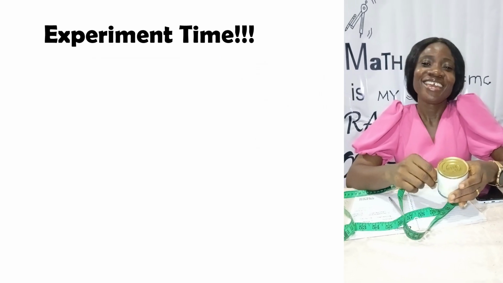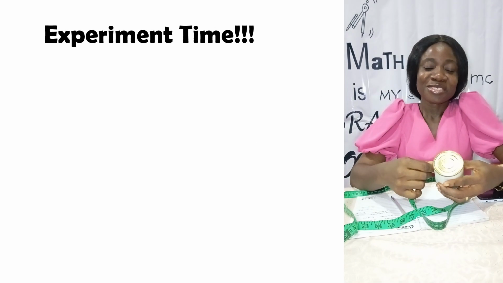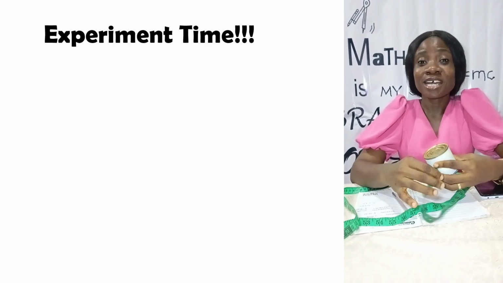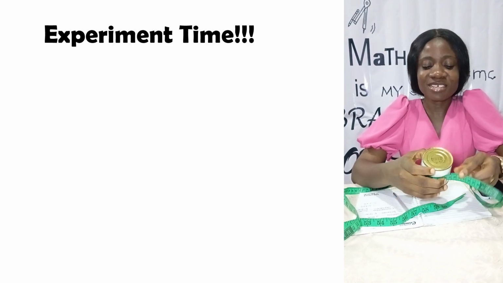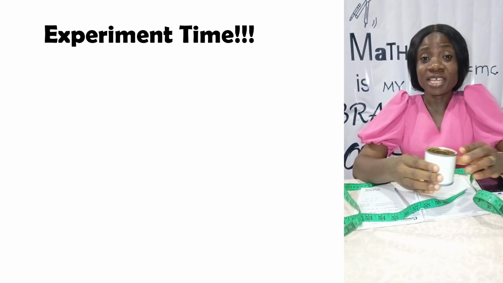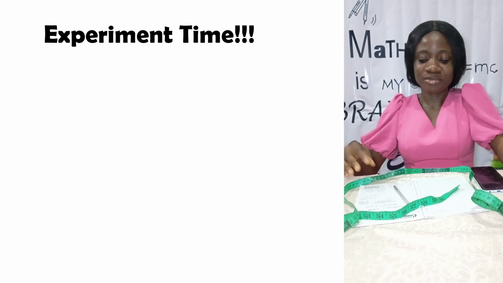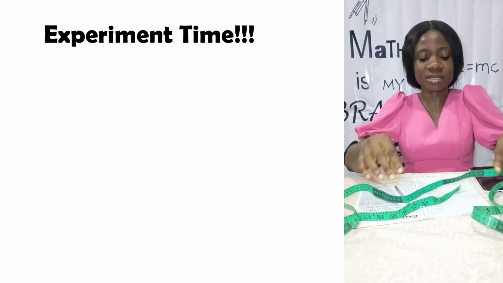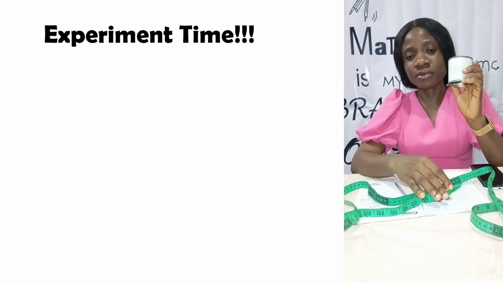All right, it's experiment time. Now to our experiment about how pi was derived. I'll be showing you a very simple way to get your pi. At home, you can also practice this experiment. I have a perfectly round tin here.